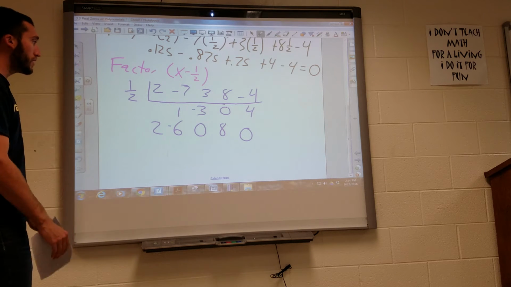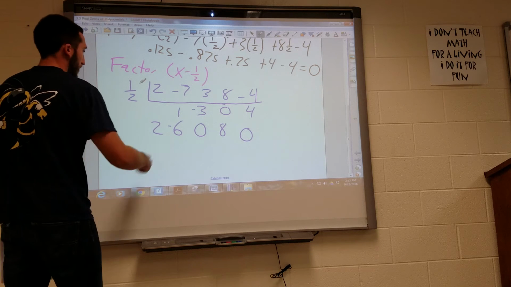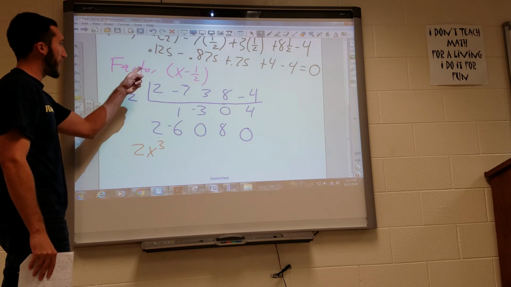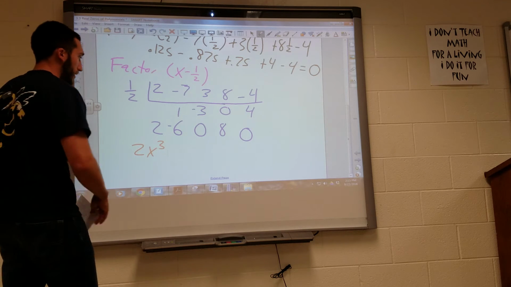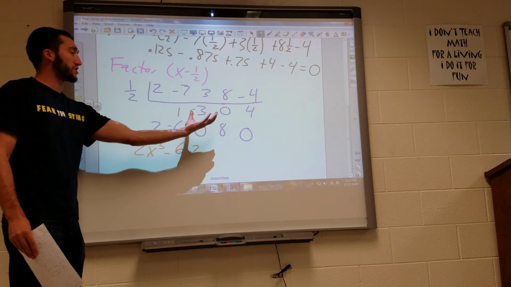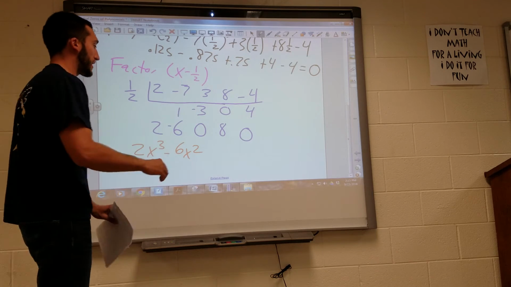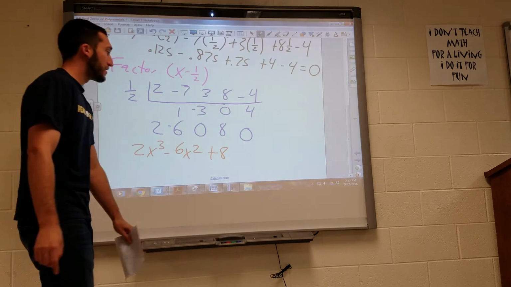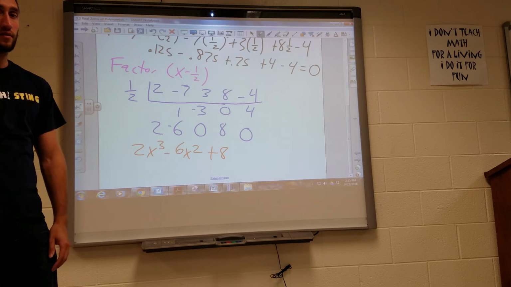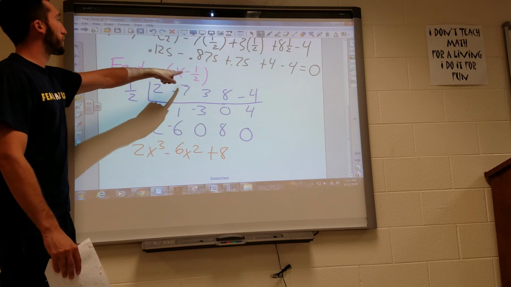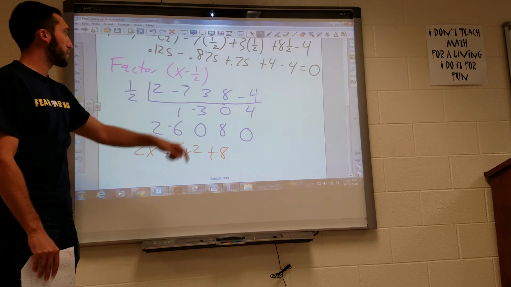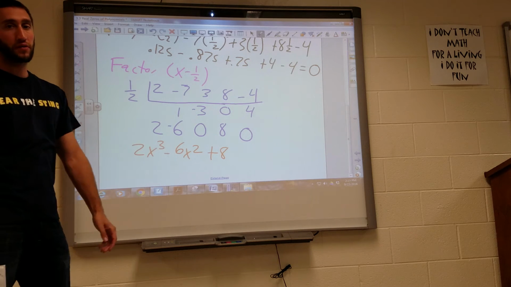So what does that leave me with? It leaves me with 2x cubed. Remember, I started with a 4th degree, so when I divide by that factor, I'm going to be left with a 3rd degree, minus 6x squared. Next, I have a 0 for my x term, so I do not include an x term. I go straight to my constant of 8. And then remainder 0, so this is what I'm left with. So now I've done all that work to find the first 0, divide the polynomial by the factor x minus 1/2, and now I'm left with a 3rd degree polynomial.